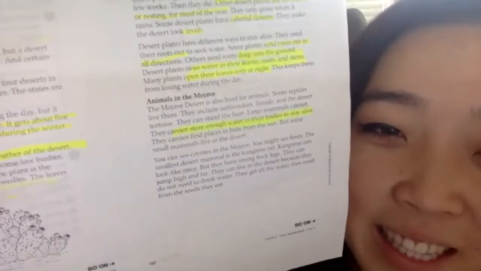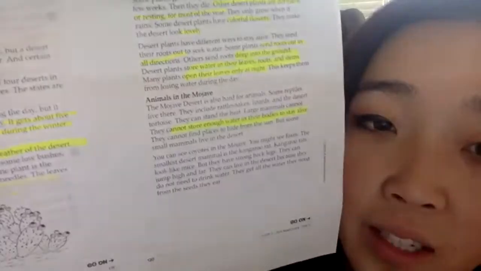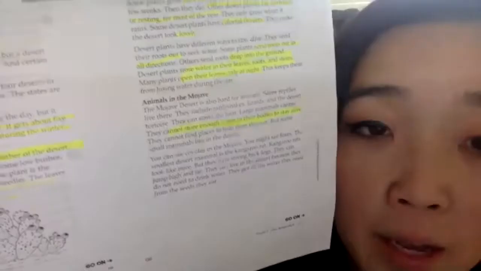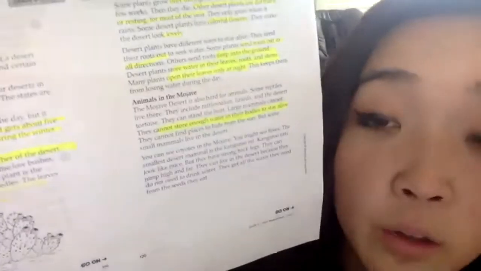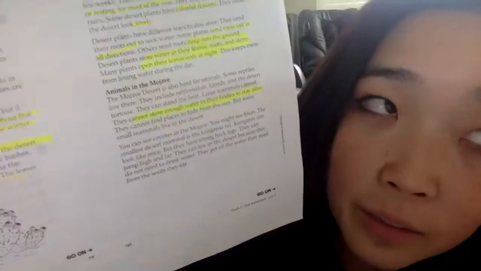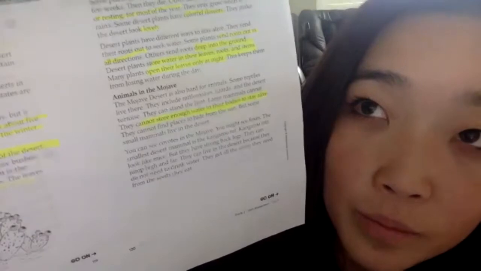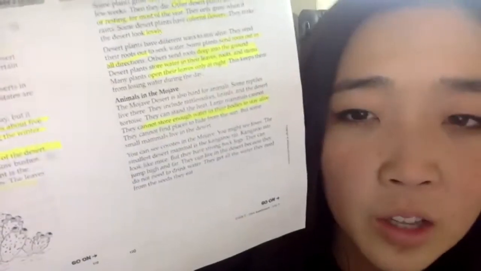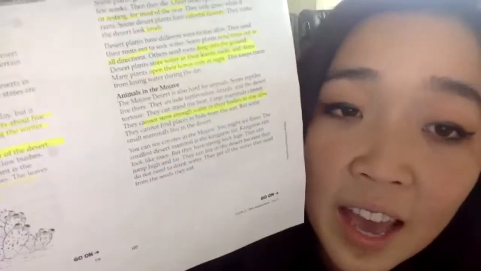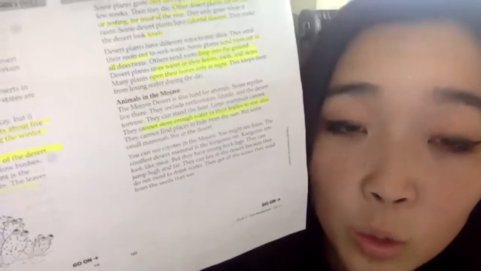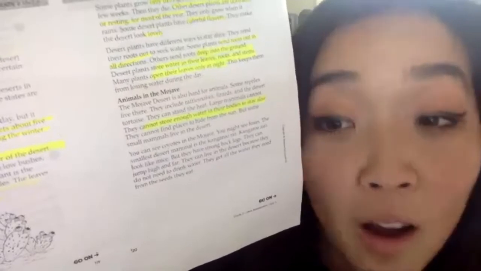They cannot find places to hide from the sun, but some small animals live in the desert. Ooh, so another reason why some animals can't live in the desert is because there aren't a lot of hiding places. I know we've actually learned, if you guys have read about Pip, the prairie dog. I think that was earlier in our year. They dig burrows so that they have shade. And then the desert tortoise, which we learned about a few weeks ago, sometimes will hide behind a rock.